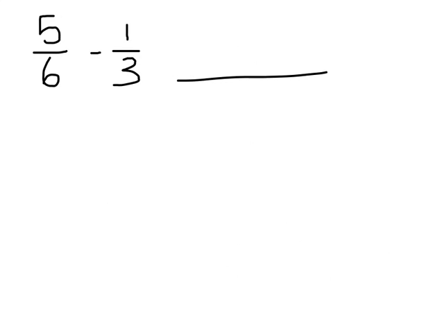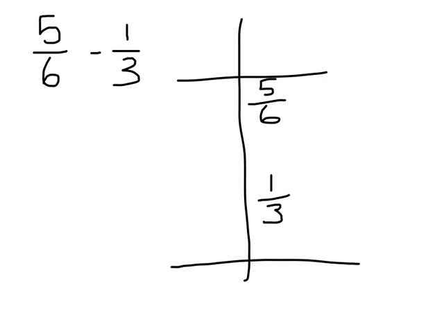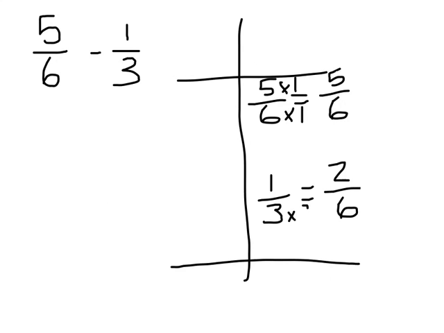Let's do one more example. 5/6 minus 1/3. What's the LCD of these two fractions? It's 6. 6 is the smallest number on both lists. I know 5/6 stays the same because I can multiply by 1. What's 1/3 when I change the denominator to 6? 1/3 equals 2/6 because 3 times 2 is 6 and 1 times 2 is 2. Now I can subtract. What's 5 minus 2?